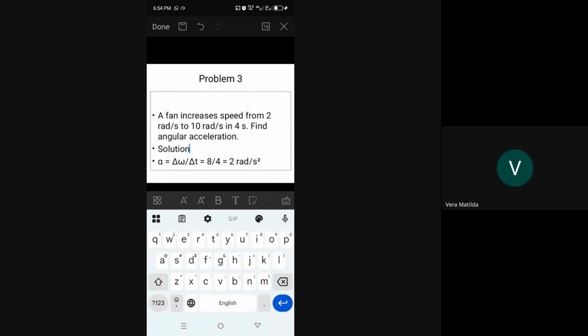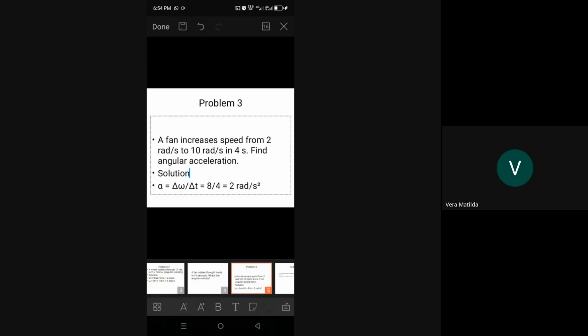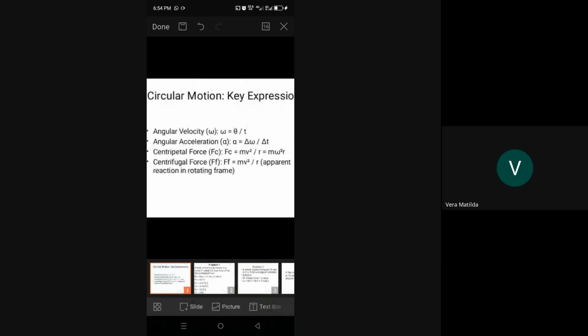Which means the initial angular velocity of this fan is 2 radians per second. The final is 10 radians per second. But the time taken to achieve this speed is 4 seconds. Find the angular acceleration. What's the formula for angular acceleration? It is change in angular velocity over change in time.